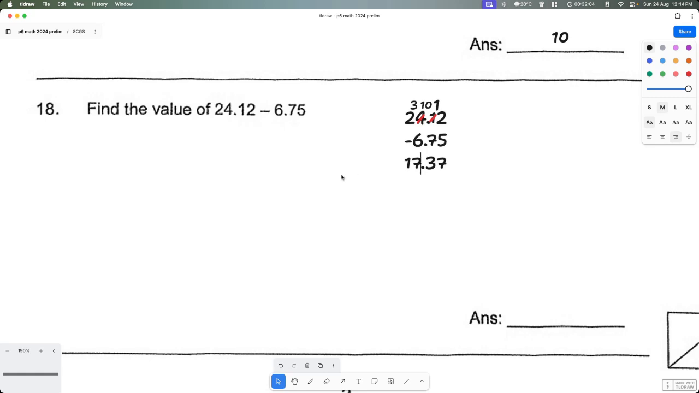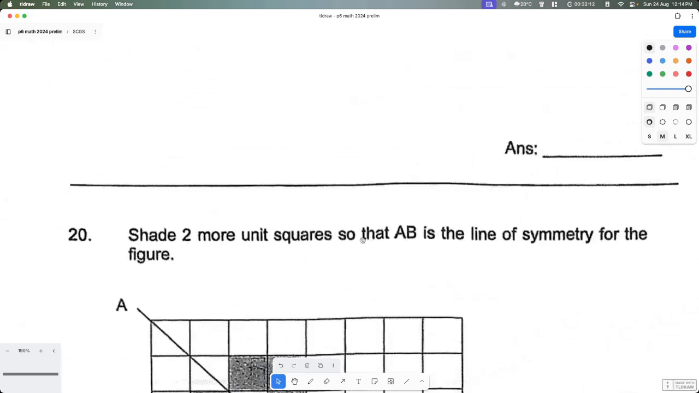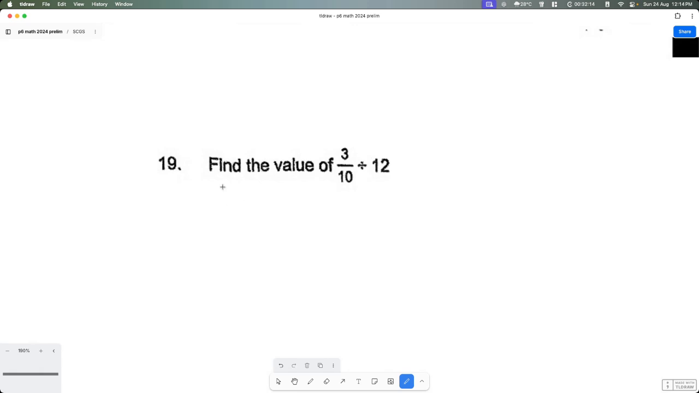Okay, so the answer to this is 17.37 in this case over here. There you go. So that's your answer, 17.37. Okay, let's move to the next question. Question 19. Find the value of 3 out of 10 divided by 2.